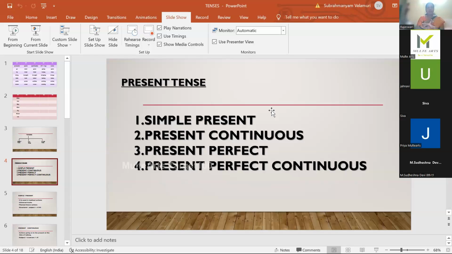The first one is simple present. Generally, we use this present tense when we talk about habitual actions. I drink milk every day. I go to temple every day. Or the bell rings at 5. Or to plan future actions, or universal truths.